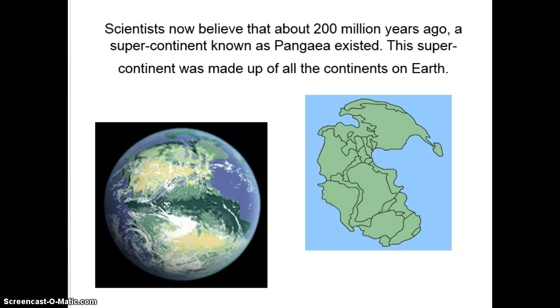Scientists now believe that about 200 million years ago, a supercontinent known as Pangaea existed. This supercontinent was made up of all the continents on Earth. You can look at the diagrams below. To the right, you can see that that is Pangaea. That is where all the continents were combined.